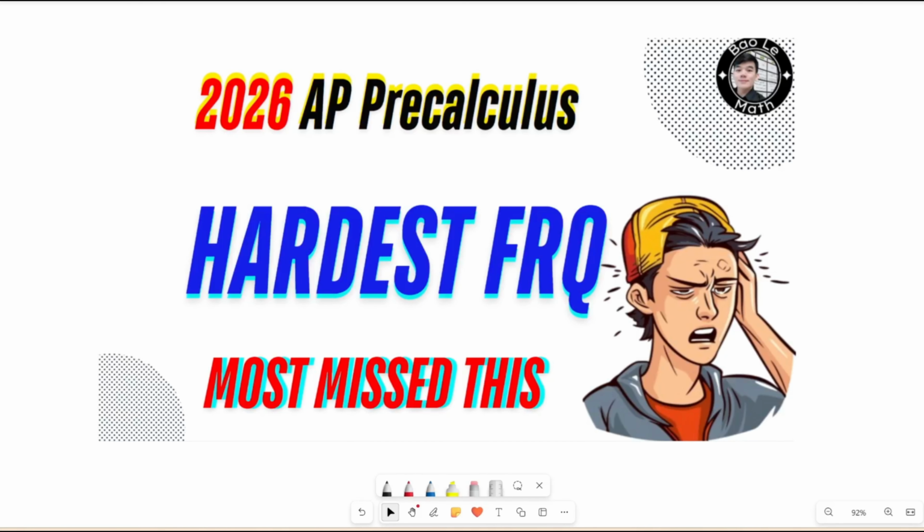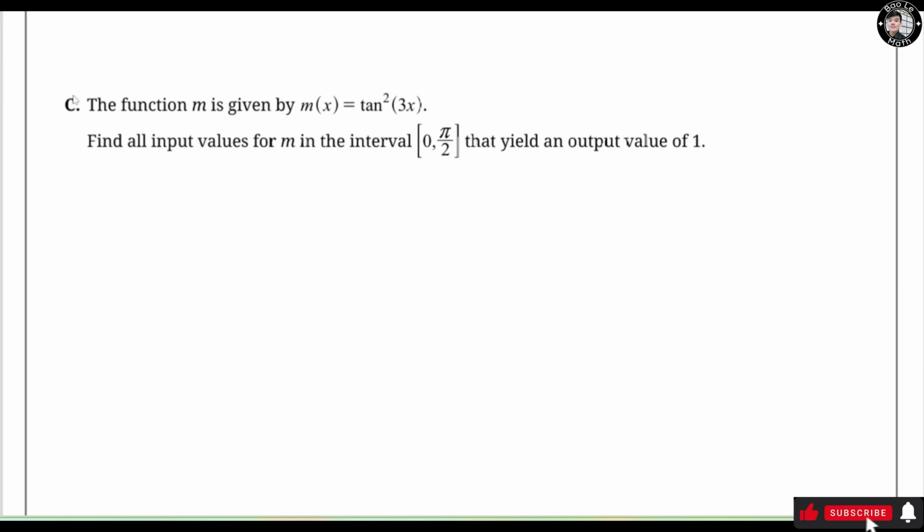Hello everyone, in this video we're gonna explore the most difficult FRQ that most students miss on the 2026 AP Pre-Calculus exam. Now question C. The function m is given by m(s) equals tangent squared of 3s. Find all input values for m in the interval 0 to pi over 2 that yield an output value of 1. So technically we need to solve the equation tangent squared of 3s equals 1.